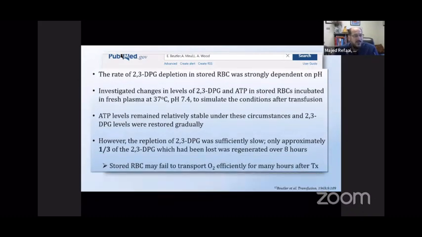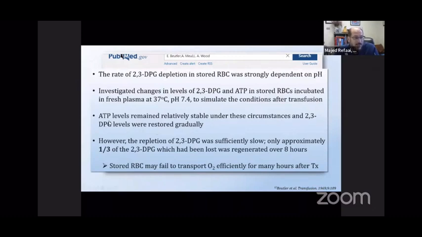And what they found in this study, they studied the 2,3-DPG in the stored red blood cells, and they saw that it strongly depends on the pH of the red blood cells. And then they investigated the level of the 2,3-DPG and ATP in stored red blood cells incubated in fresh plasma. So they took stored red blood cells and incubated them in fresh plasma at 37 degrees with a normal pH, to simulate the condition after transfusion.